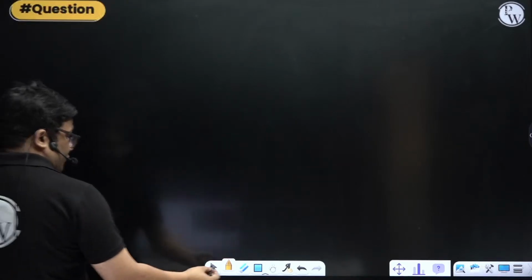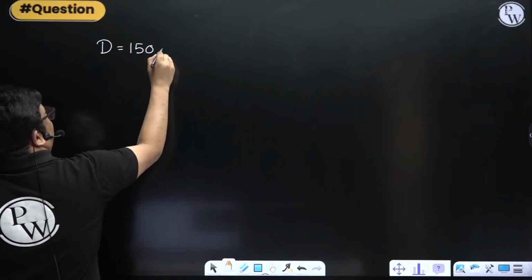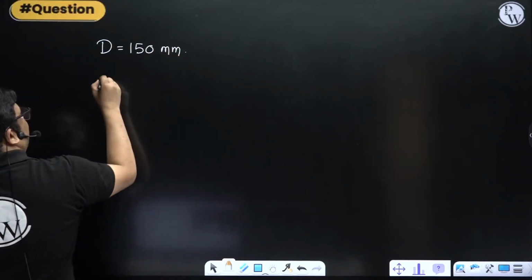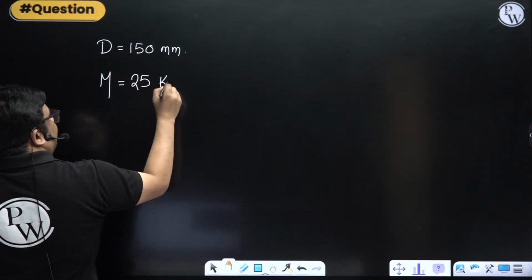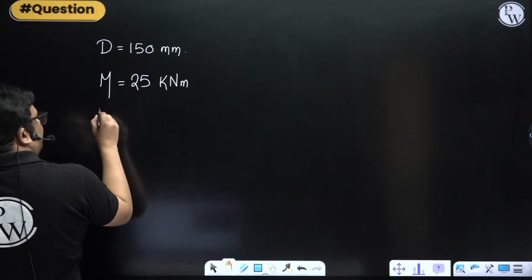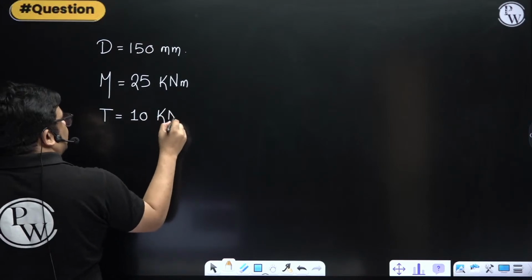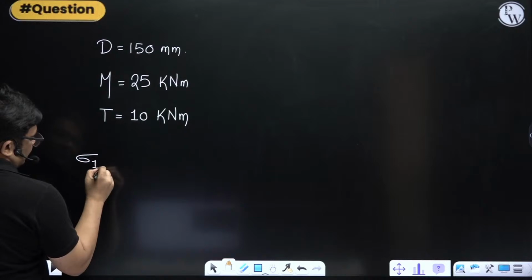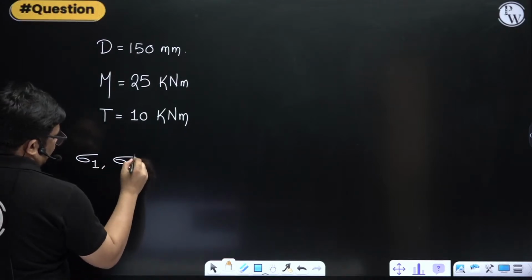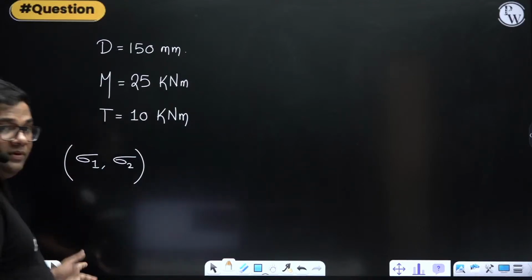They might ask you a question like this: a circular shaft has a diameter of 150 mm and it is subjected to a bending moment of 25 kilonewton meter, and a torsional moment of 10 kilonewton meter. And they can ask you, find out the principal stresses. If this is the case, we can find out very easily.